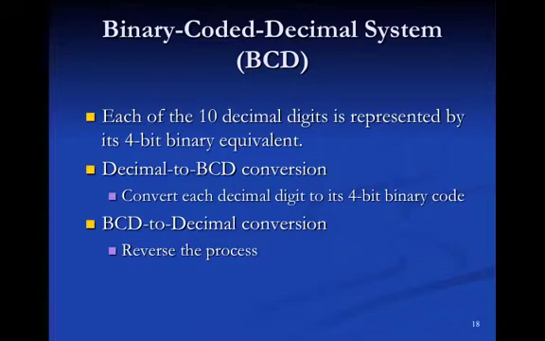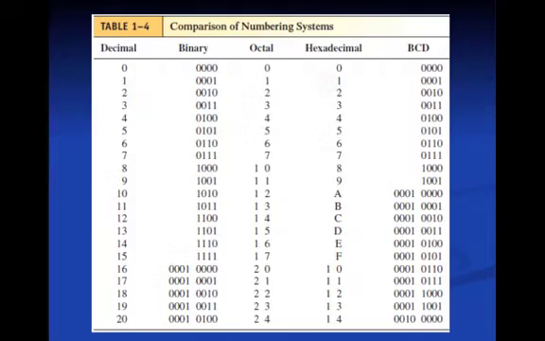Binary coded decimal system, otherwise known as BCD. Each of the 10 decimal digits is represented by its 4-bit binary equivalent. For the decimal to BCD conversion, you can convert each decimal digit to its 4-bit binary code. And for the BCD to decimal conversion, we reverse the process. Here is a comparison of all the numbering systems: decimal, binary, octal, hexadecimal, and BCD.